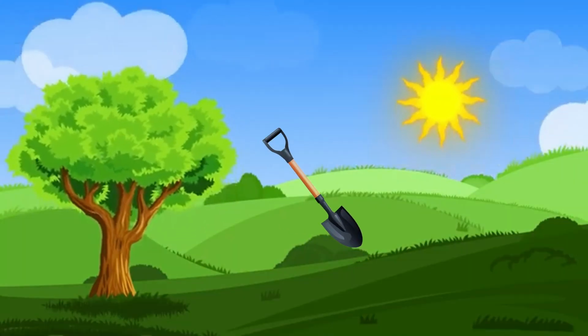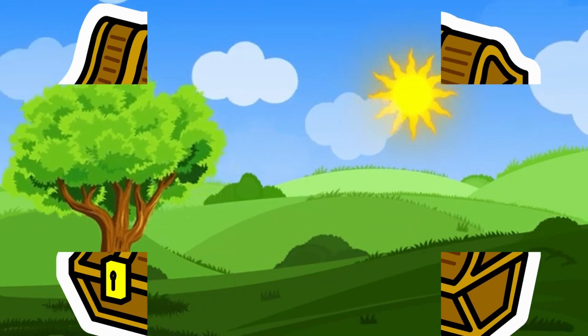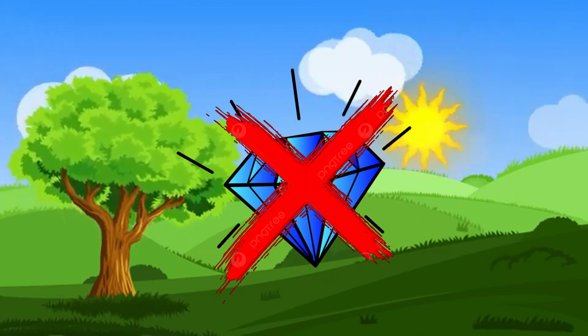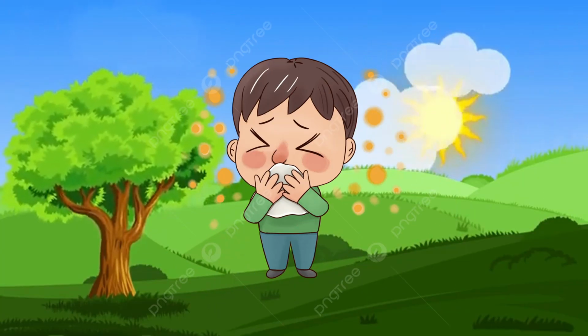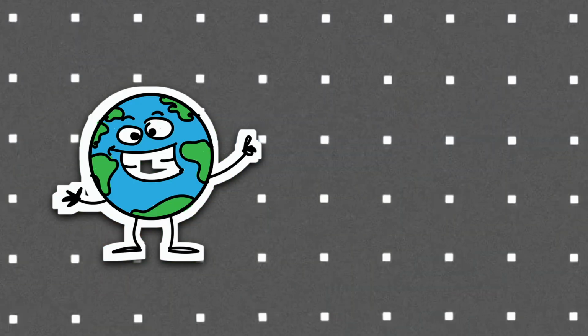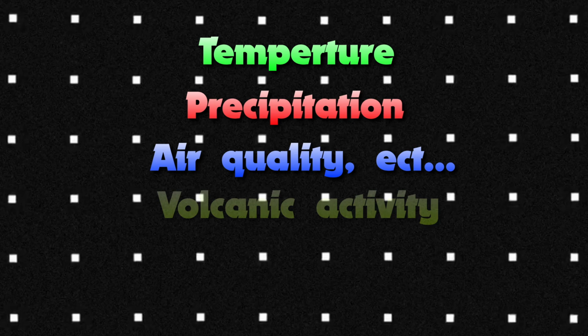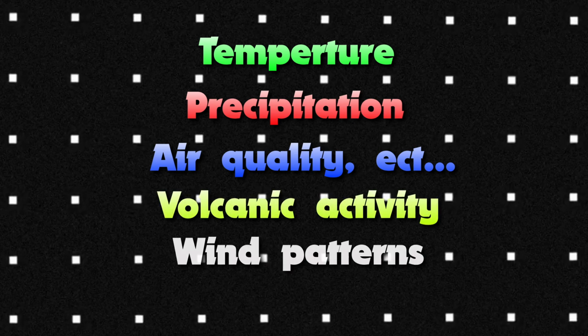Imagine digging up a treasure chest deep in the ground. And when you open it, it's not filled with gold or jewels, but with dust, bubbles, and pollen. Well, that is exactly what an ice core is. It's Earth's frozen treasure chest. Ice cores hold important information about Earth's past, like temperature, precipitation, things about the atmosphere, volcanic activity, and wind patterns.